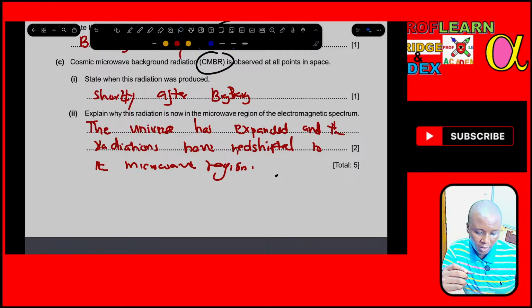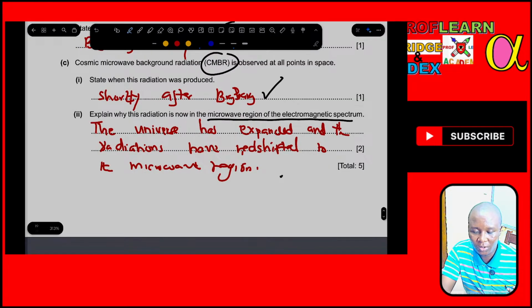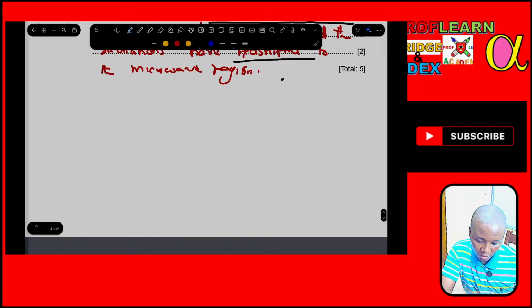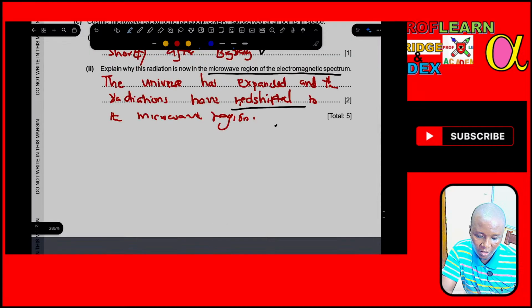Explain the state when they were produced shortly after the Big Bang, and explain why the radiation is now microwave radiation. It means the universe has expanded and all those radiations have stretched and they have redshifted to microwave radiation. So basically that marks the end of this particular tutorial.